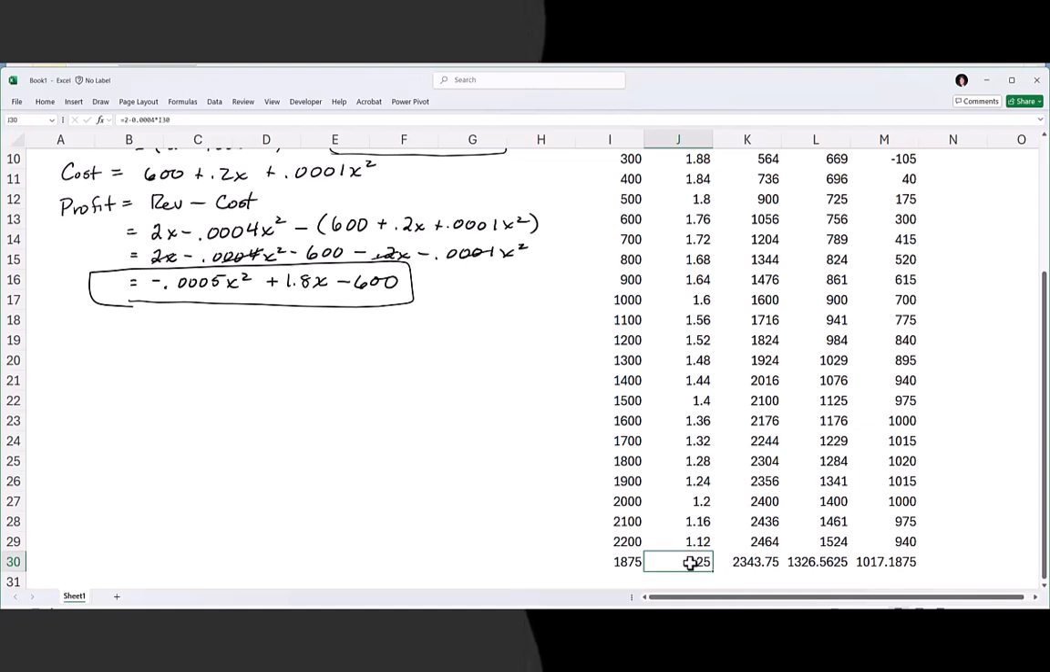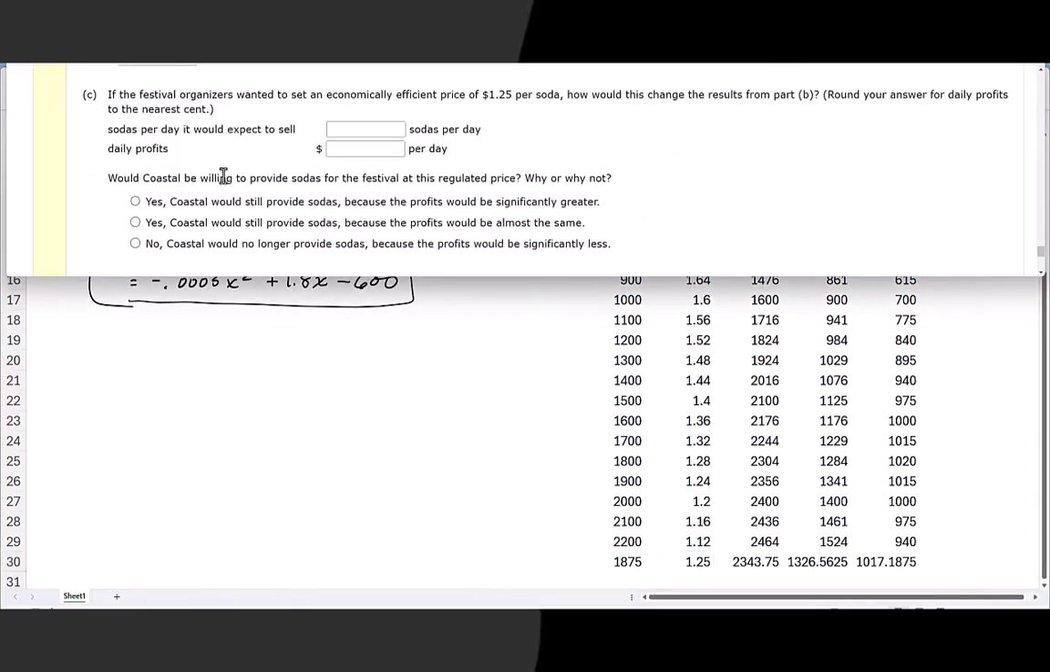With the price difference, now the number of sodas we would expect to sell is 1,875. So more sodas at a smaller price. Profit would go down, but only $3. So $1,017.19 is my profit.